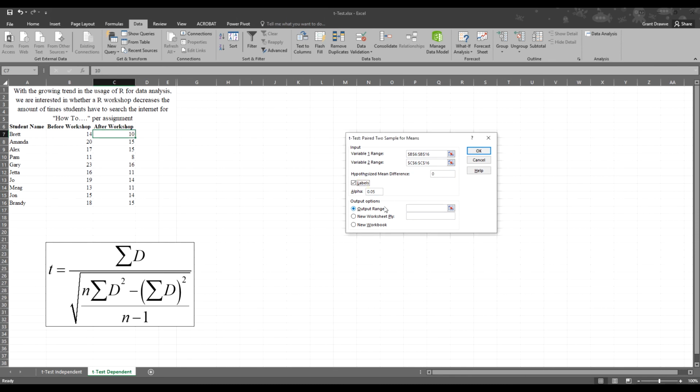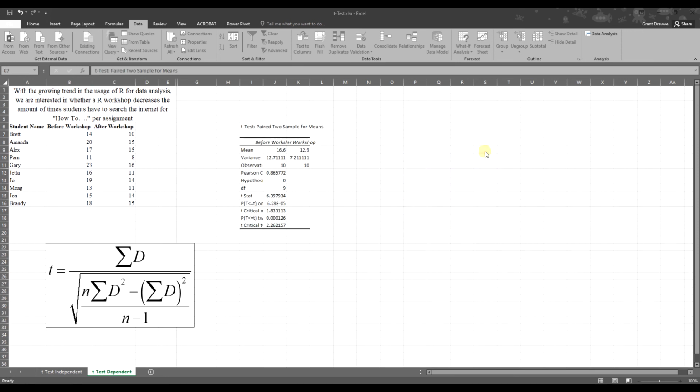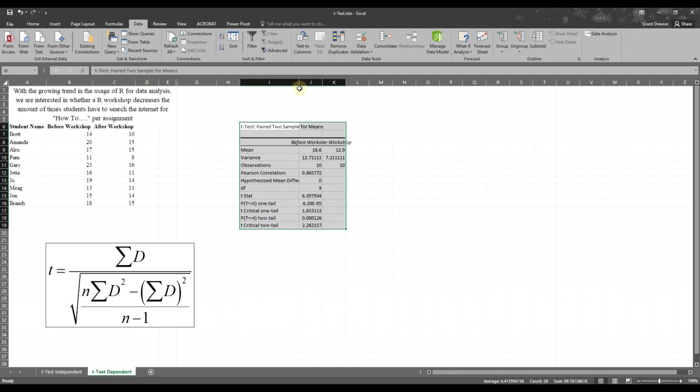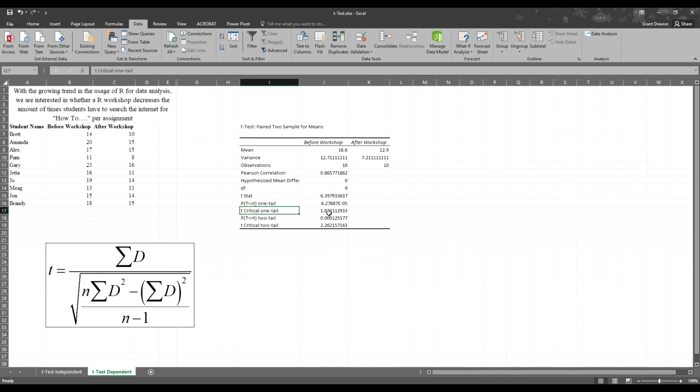We do have labels and output range. We're just going to select a cell off to the side to keep it on the same page. Hit OK, it's running for us. And again, we're going to pull this up. And since we knew it was going to be one tail, and since we just went over the t-table, we can jump down and look at the critical value of 1.833. We see it's the same. That's a good sign that it ran correctly in terms of calculating the degrees of freedom.